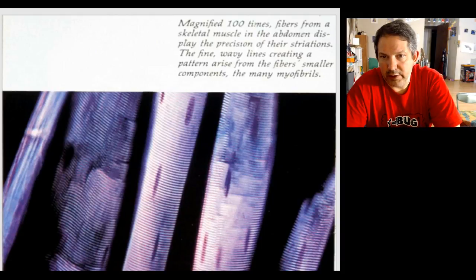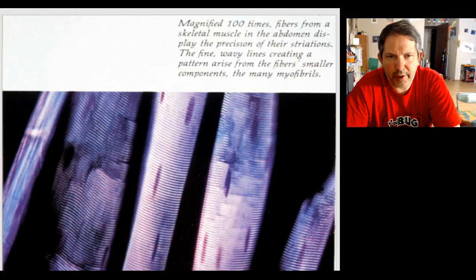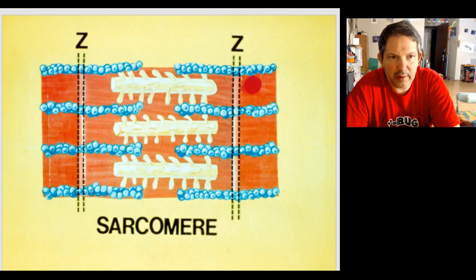So, striated muscles, and I could be wrong in saying that those dark lines are the Z bands, but I'm going to stick to that story. Either way, sarcomere after sarcomere, lots of repeating units that get closer together.